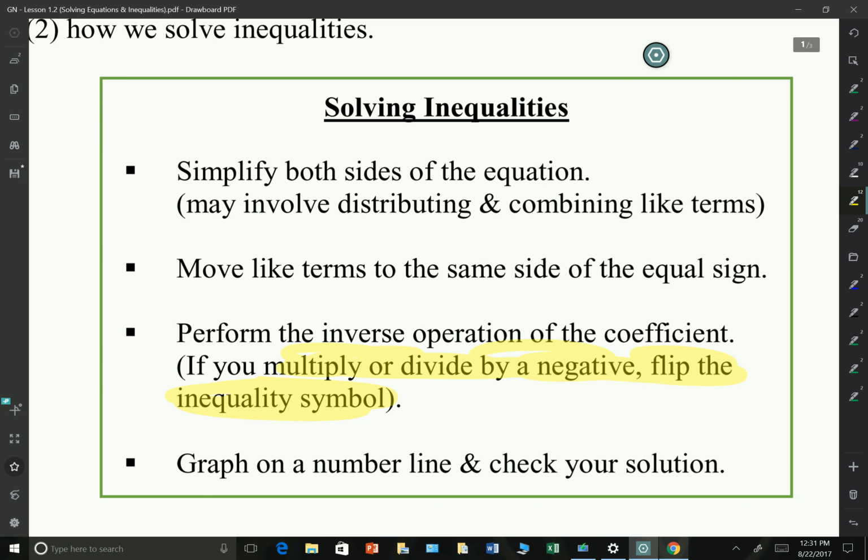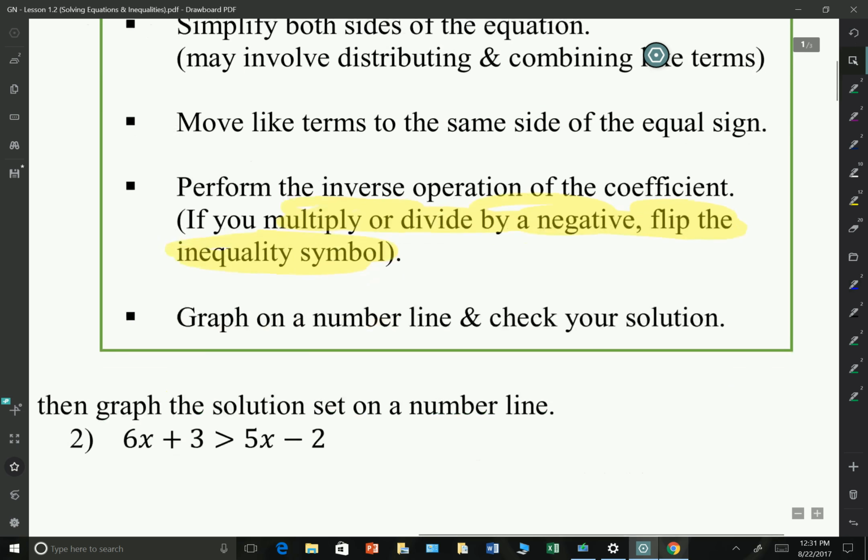Solve. Simplify, distribute, combine like terms, move terms from one side to the other. Except when you're solving for that variable, when you're removing the coefficient, if you multiply by a negative, you have to flip the inequality sign. If you divide by a negative, you have to flip the inequality sign. And then you graph. So solving is the same, but then you're graphing.